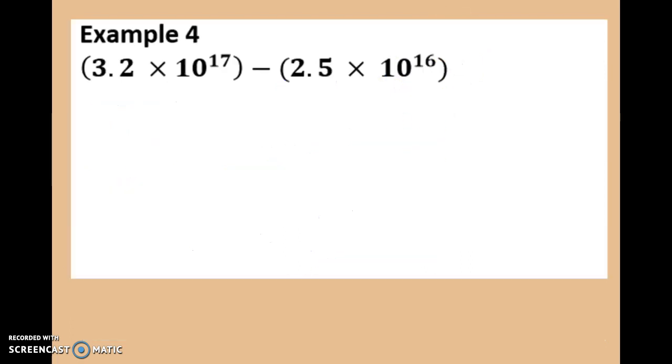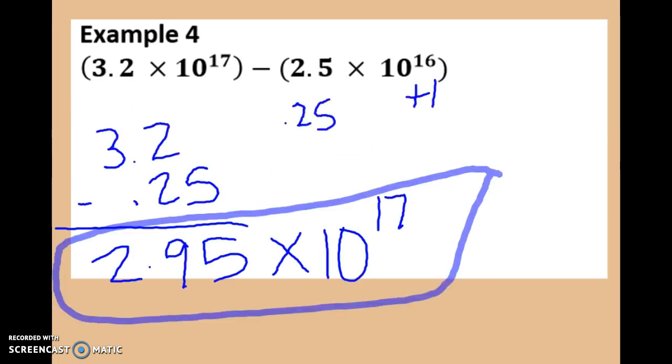Go ahead and try example 4 on your own. Go ahead and pause it, try this one, and then hit play. So what we went ahead and did was we added 1 to our exponent so that we had a common exponent of 17. Because I had to add 1, I also had to move my decimal 1 spot to the left. So that became 0.25. Then I subtracted, and then my answer was 2.95 times 10 to the 17th power.